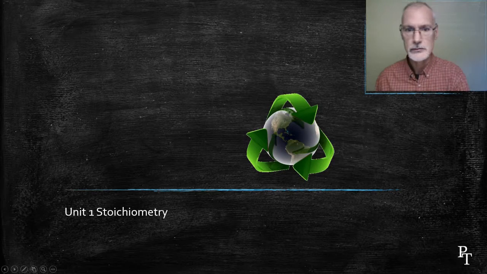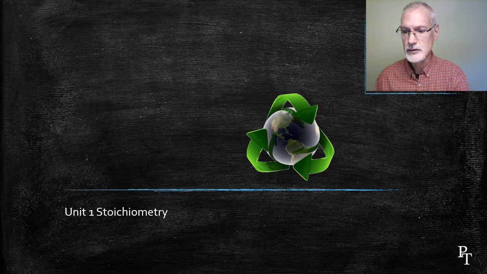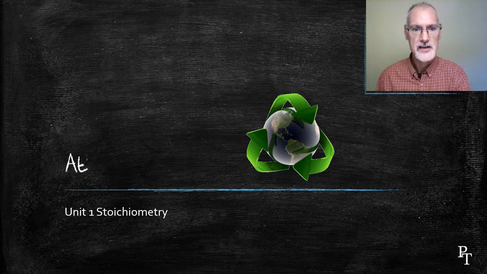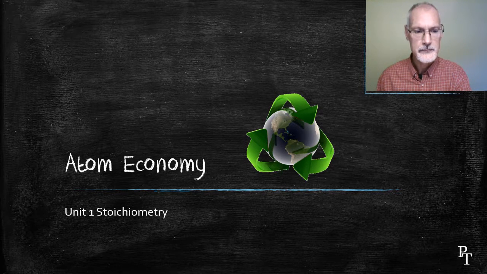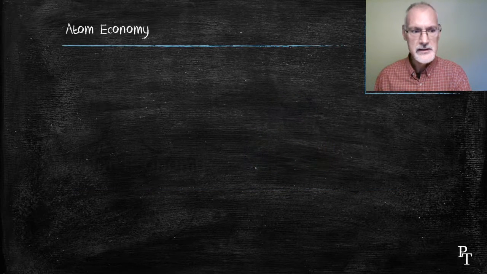Green chemistry, also called sometimes sustainable chemistry, is the area of chemistry that focuses on the design of processes that minimize the use and making of hazardous chemicals. One of the principles that guides green chemistry is the concept of atom economy. Let's take a look at what it means.